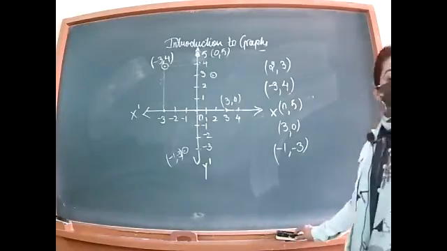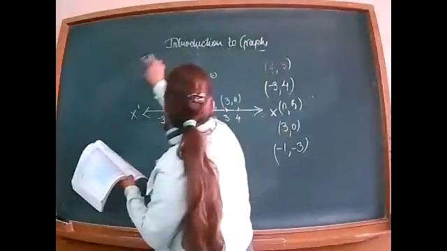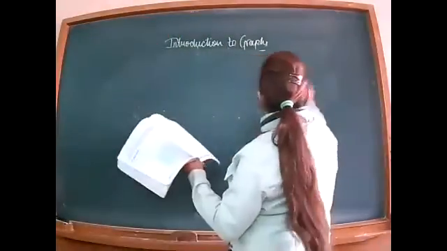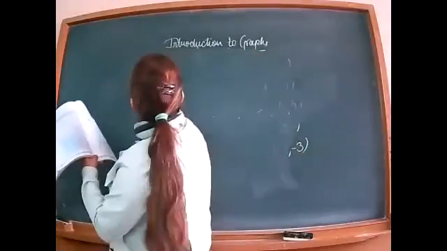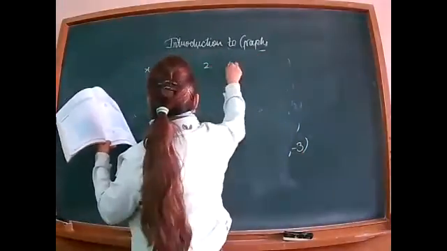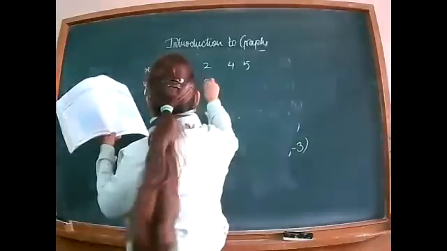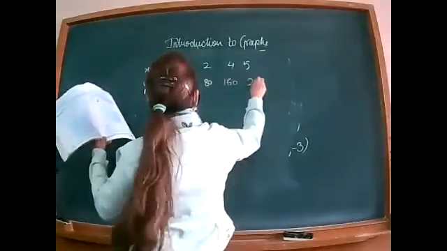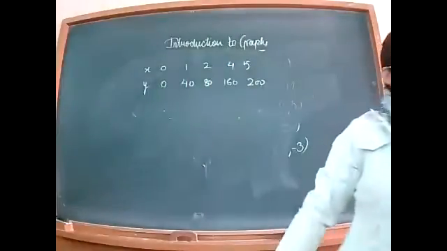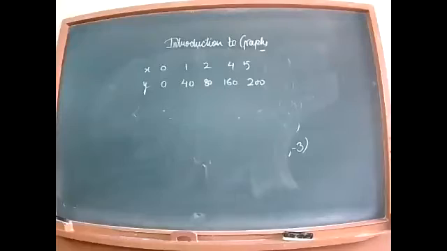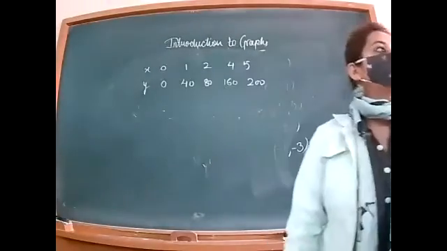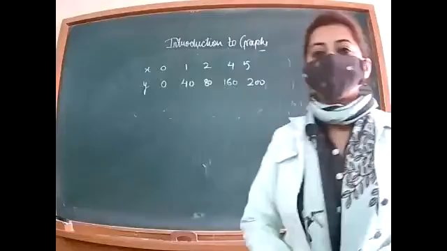Plot the following points on the graph. X is 0, 1, 2, 4, 5. Y is 0, 40, 80, 160 and 200. Plot these points on the graph. Choosing a suitable scale means as you wish, however much gap you want to take, you can take.